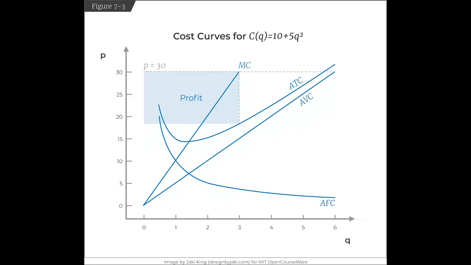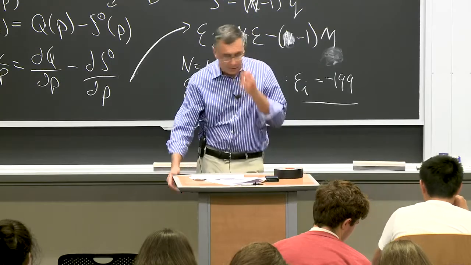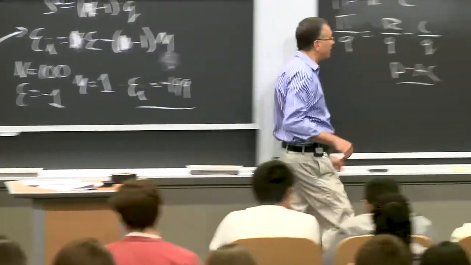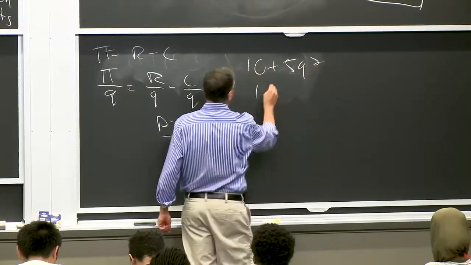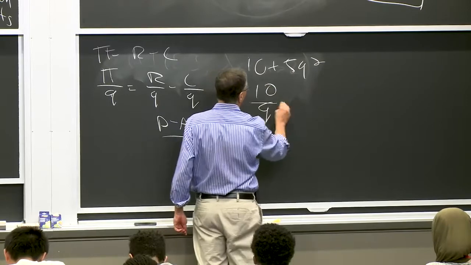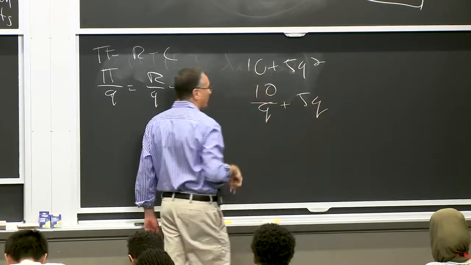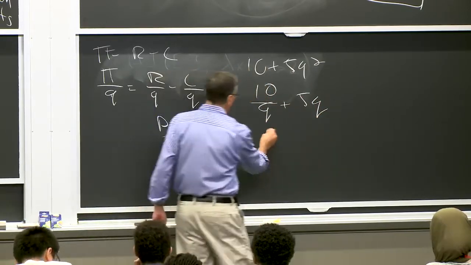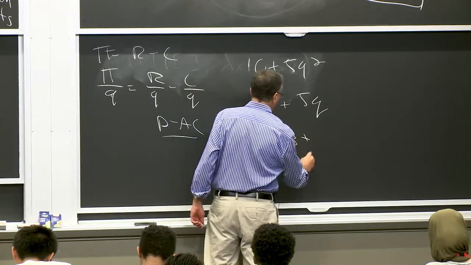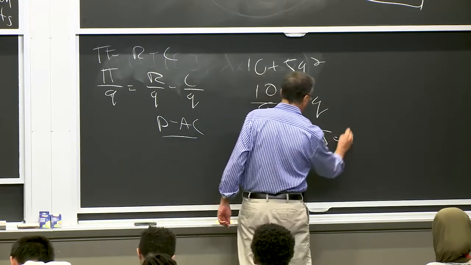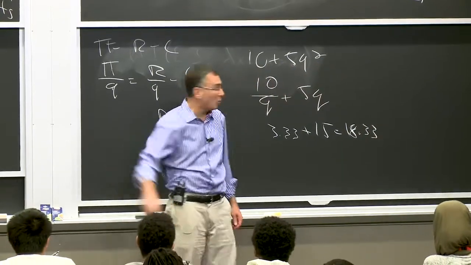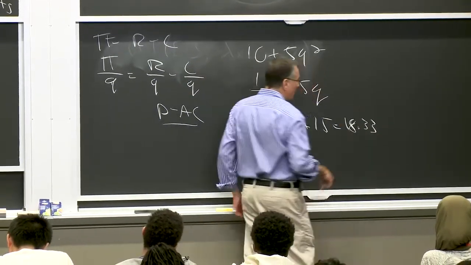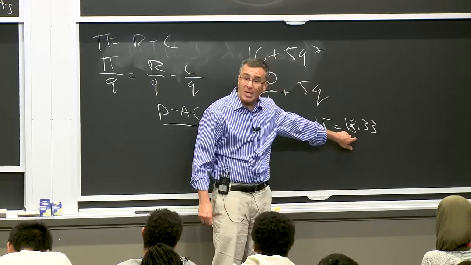Average cost here is 10 over 3. Let's make sure we got the math right here. Average cost is 10 plus 5q squared over q, so average cost is 10 over q plus 5q. Q is 3, so it's 3.33 plus 15, which is 18.33. No, my math was right with 45. This graph's wrong. So our average cost is 18.33.